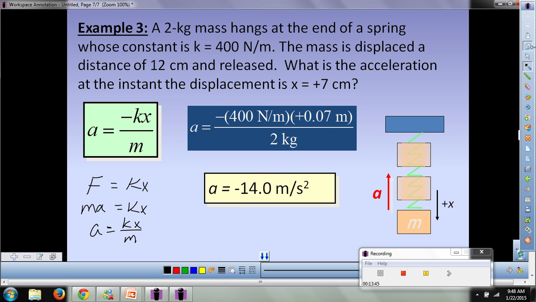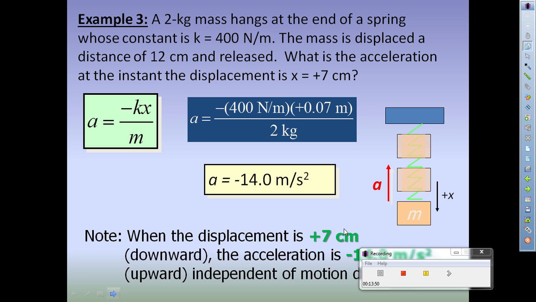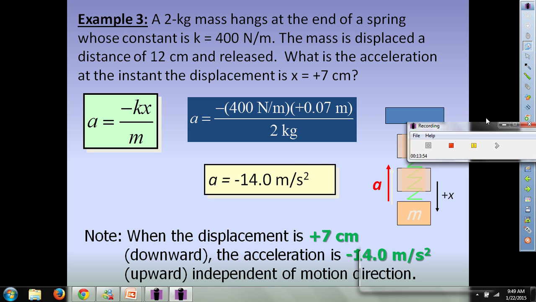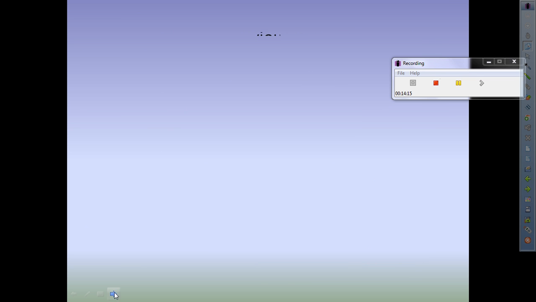All right, pause it if you need to. Okay. So there's a little note right here that says when the displacement is positive 7 centimeters, which means it's down, the acceleration is negative 14 meters per second squared upward because, again, the acceleration is going to be in the direction of the restoring force and the spring is trying to pull it back upward. Okay? So that's why the displacement is opposite direction of the acceleration.